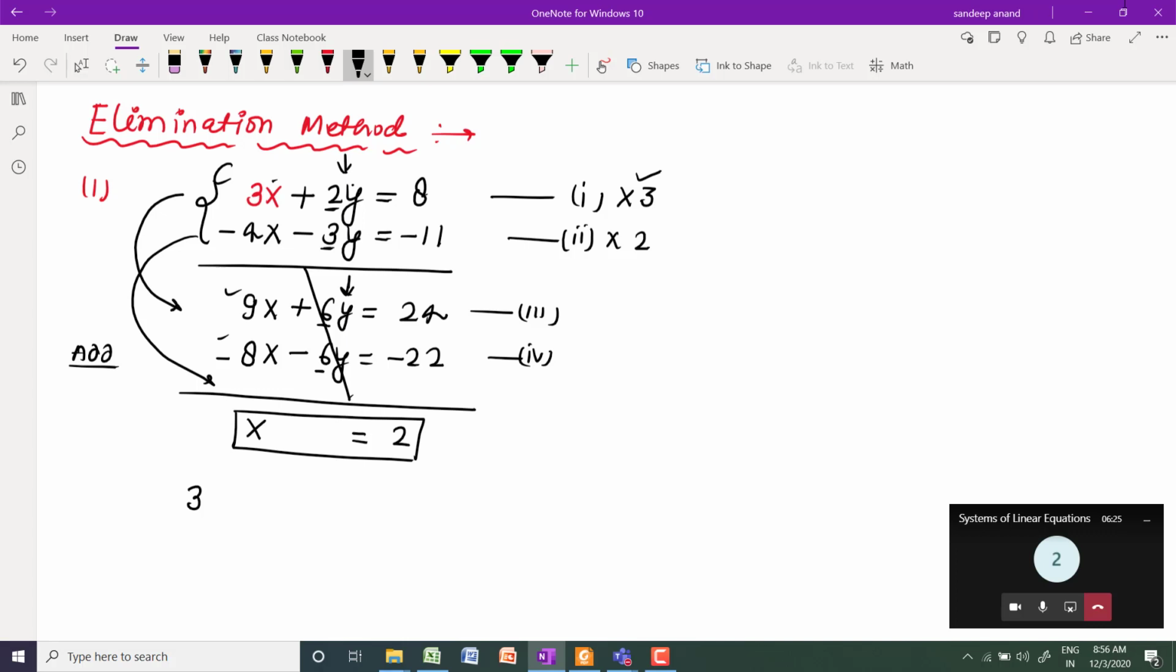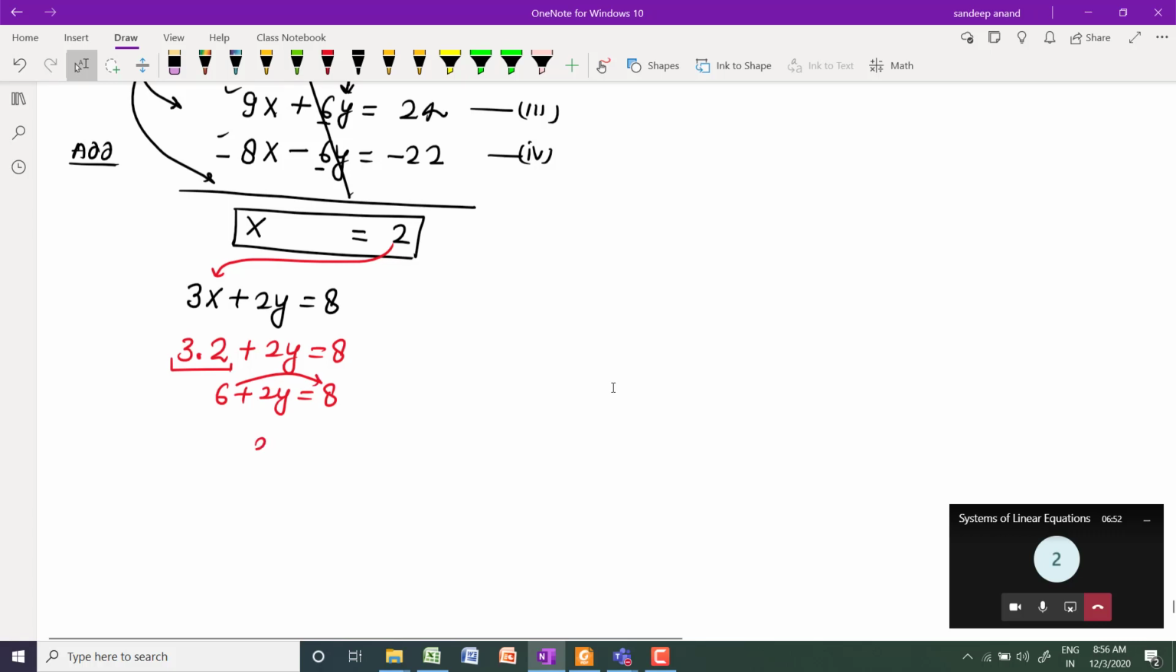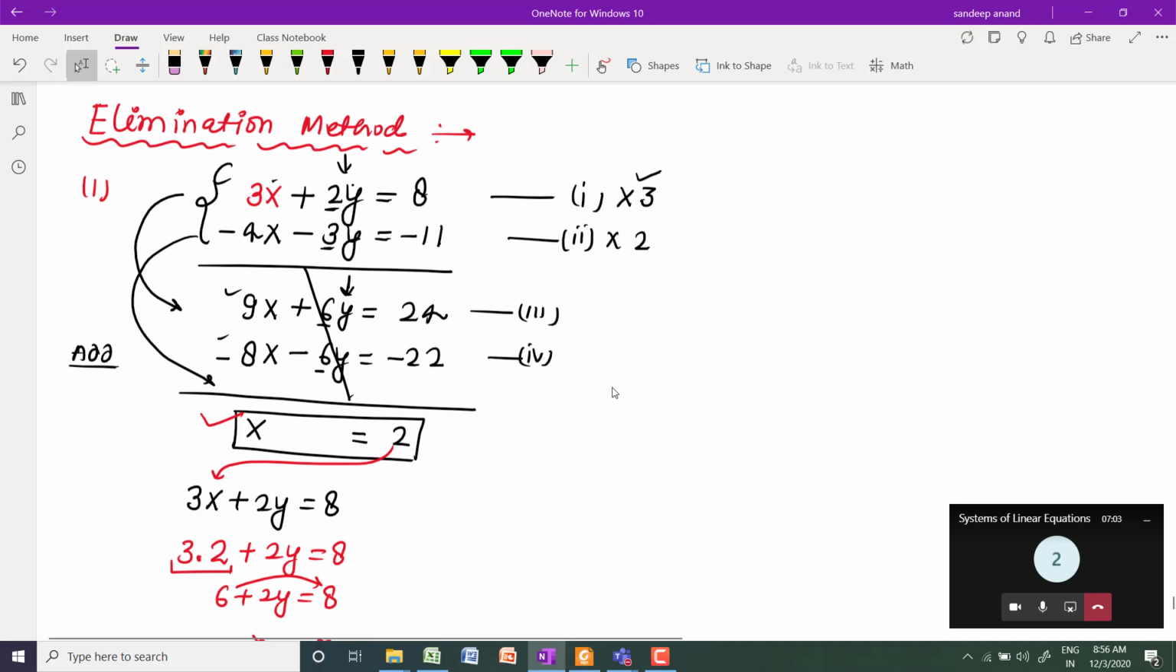So I am taking the first equation, 3x plus 2y equal to 8. Now I substitute the x value in this. So what will you get? 3 times 2 plus 2y equal to 8. 3 into 2 is 6, plus 2y is equal to 8. If you subtract 6 from both sides, you get 2y equal to 2, and you will get y equal to 1. Now you have the x value and the y value. Now check whether your answer is correct or not.